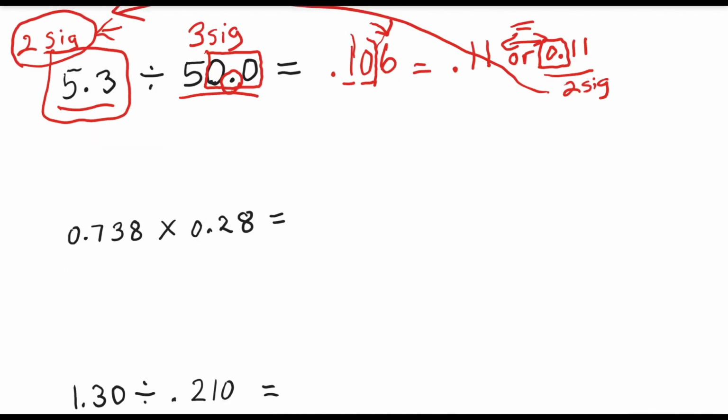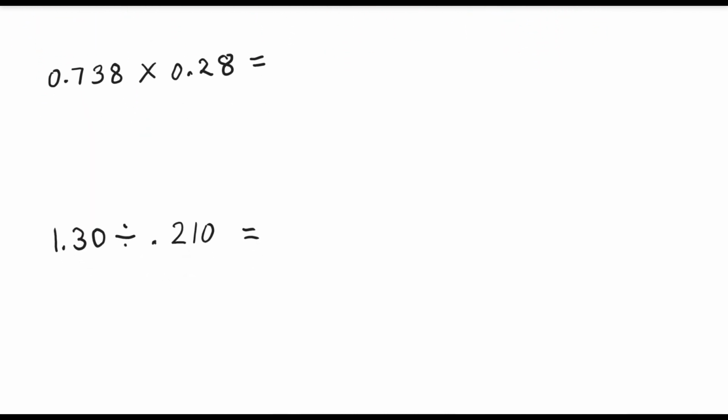Let's move on to the next problem. Here we have 0.738 times 0.28. So the first step is simple. Solve it the way you would normally solve it. You should get 0.20664. That's what you would normally get if you plug it into a calculator or if you solve it yourself.